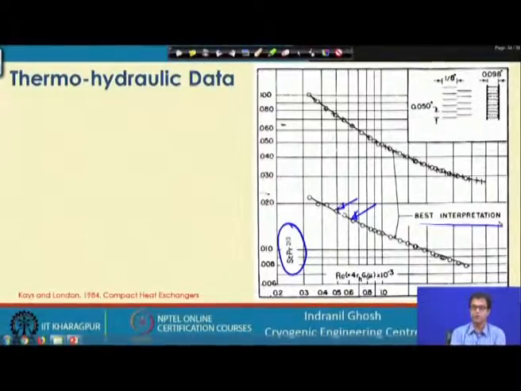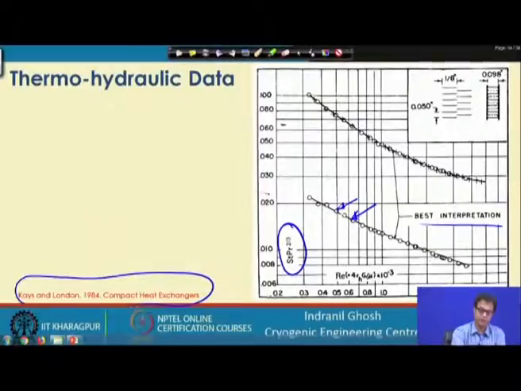So, we will have both the numerical values as well as the graphical values for this 1/8 and 19.86 specification of offset strip fin. Similar types of different fins with different geometrical parameters you will find in the Kays and London book. Those who are interested can consult this book.